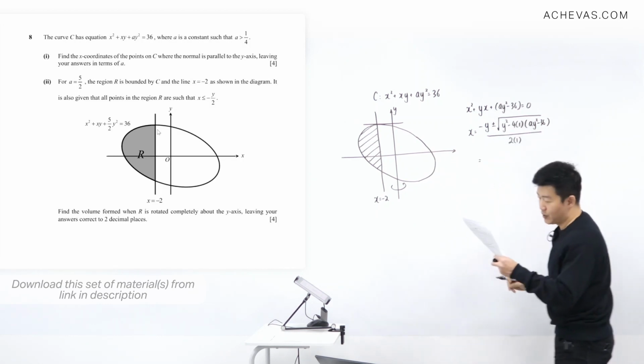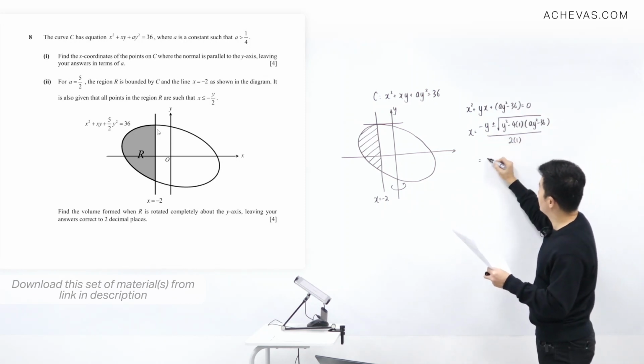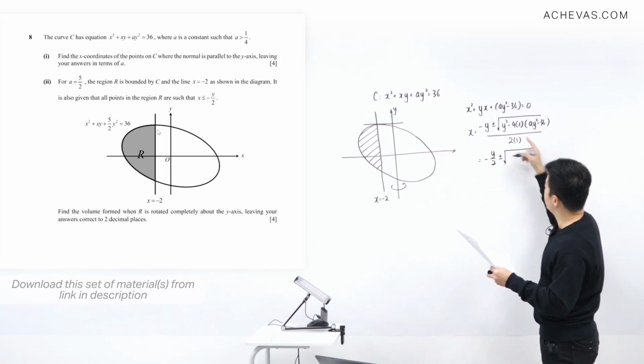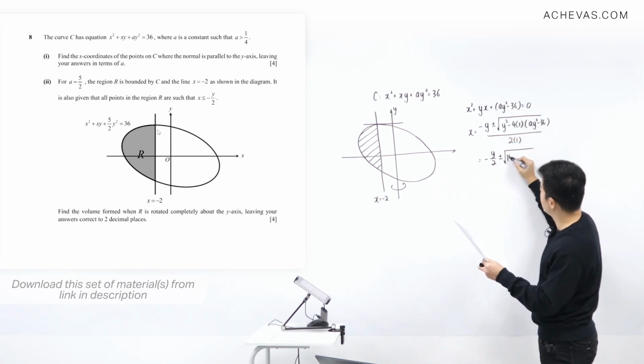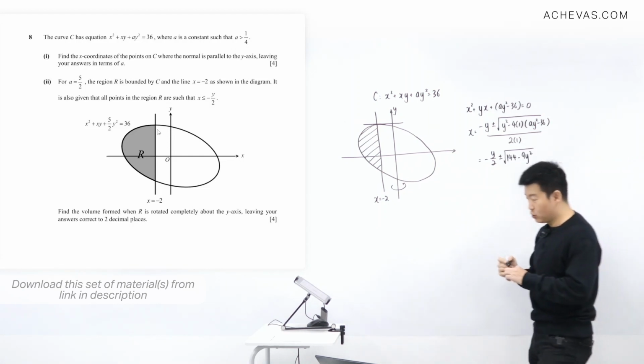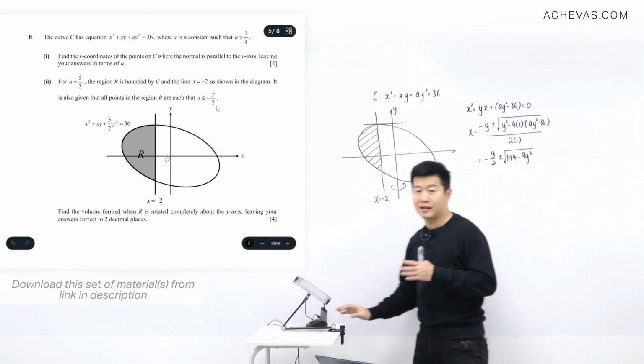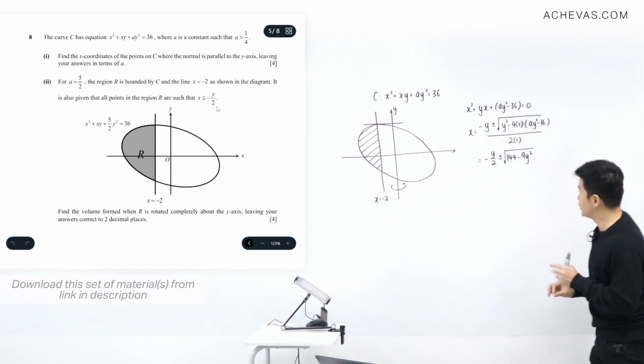If I were to simplify this, I will get minus y over 2 plus or minus the square root of, this is going to be simplified to, 144 minus 9y squared. And the question told us that x is supposed to be less than or equal to minus y squared.